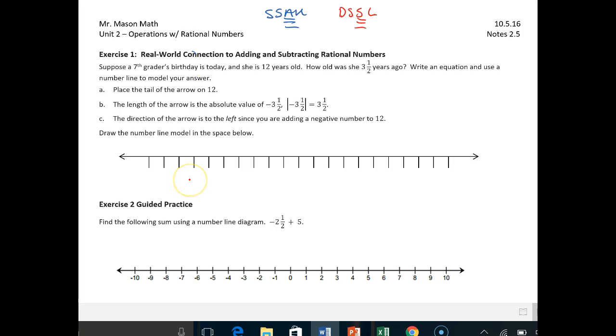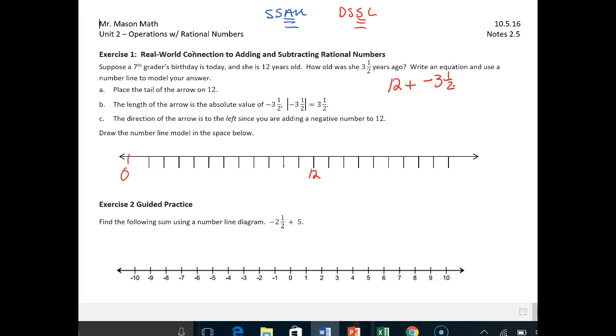So first of all, let's go ahead and make this 12. So 1, 2, 3, 4, 5, 6, 7, 8, 9, 10, 11, 12. 12 years are right there. This will be year 1. So here's year 0, right? The length of the arrow is the absolute value of -3.5. So here's our problem, right? How old was she 3.5 years ago, right?